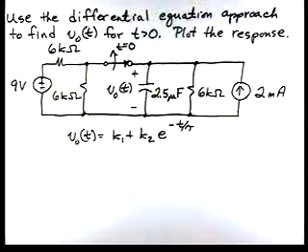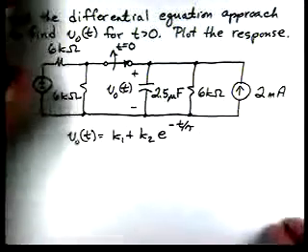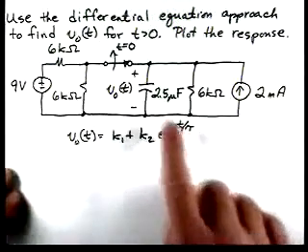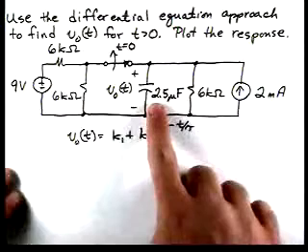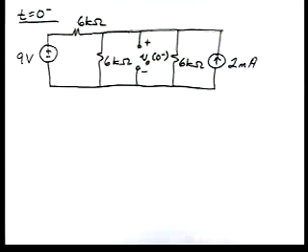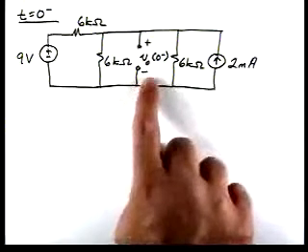Now to start our solution, let's draw the circuit at t equals 0 minus. We're going to assume the circuit's in steady state, so we'll replace our capacitor with an open circuit. Here's our circuit at t equals 0 minus. The capacitor's been replaced by an open circuit, and we need to solve for the capacitor voltage.